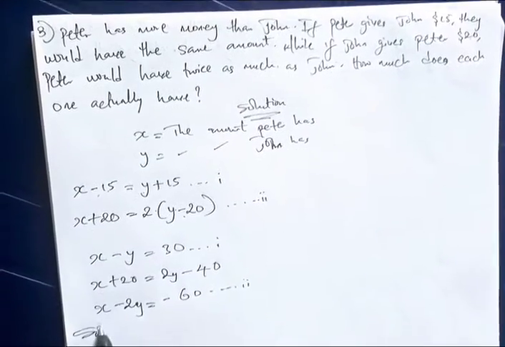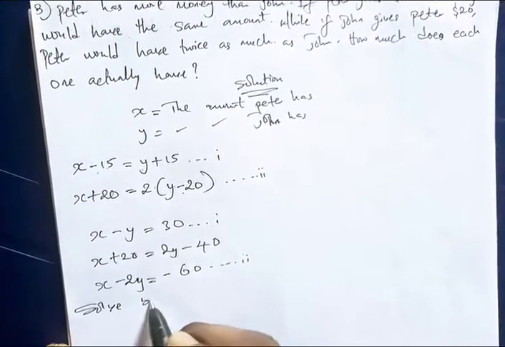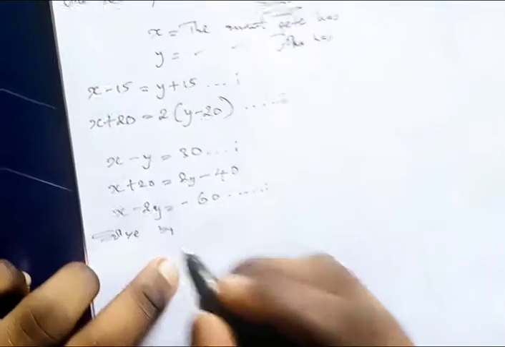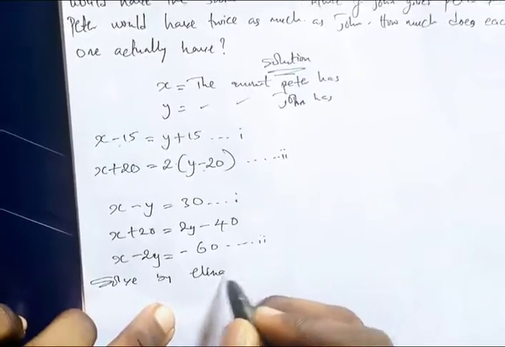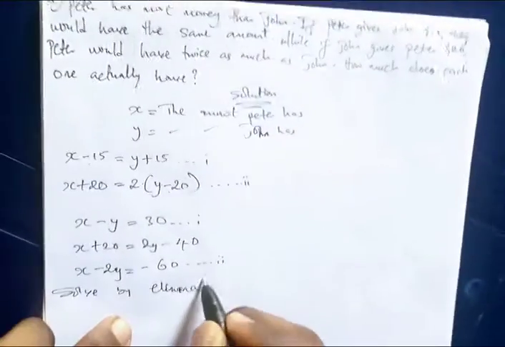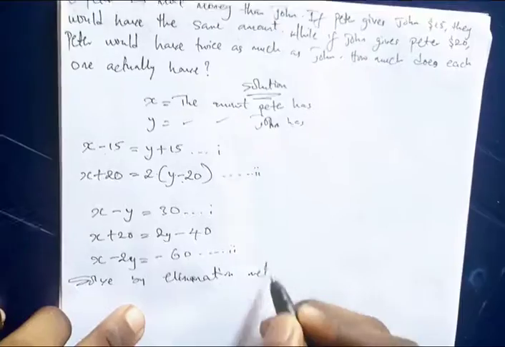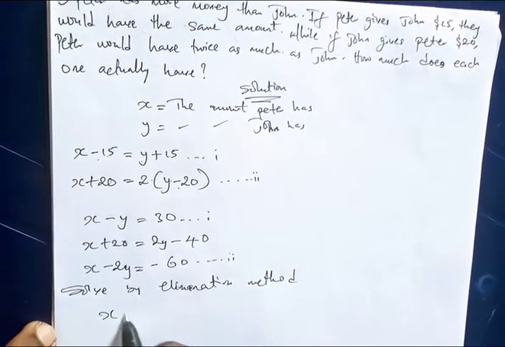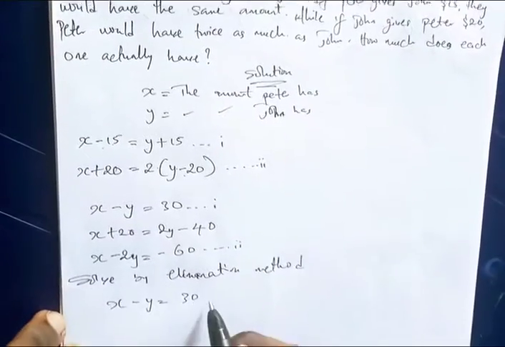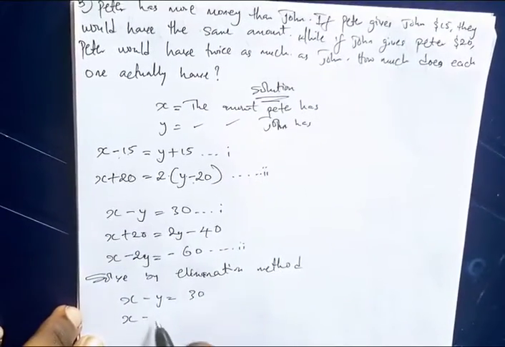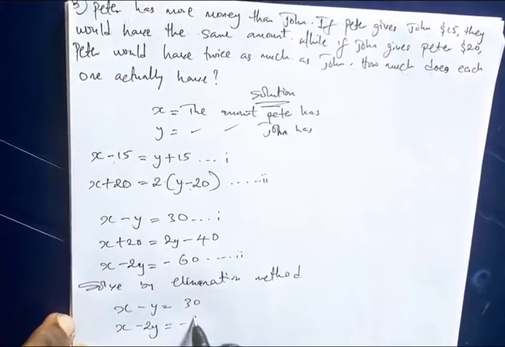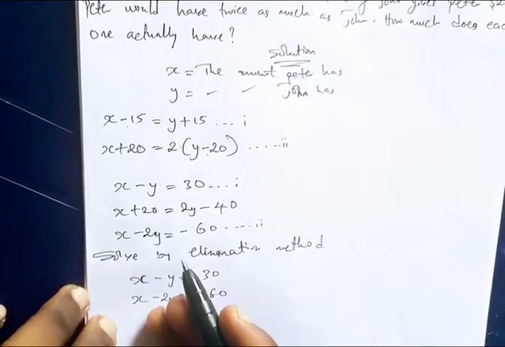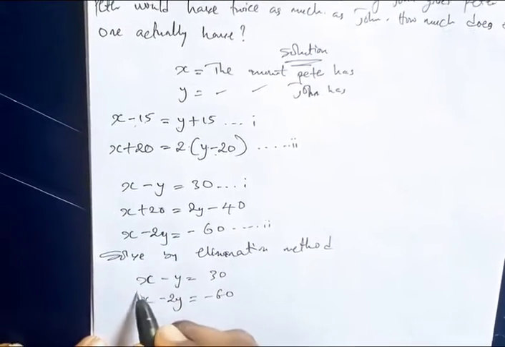So I can solve by either elimination method or by substitution, but let me solve by elimination method. Okay, now this is my equation 1 is 30, this is my equation 2 negative 60.